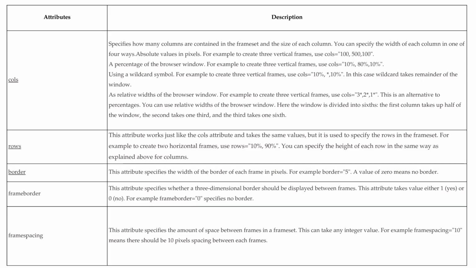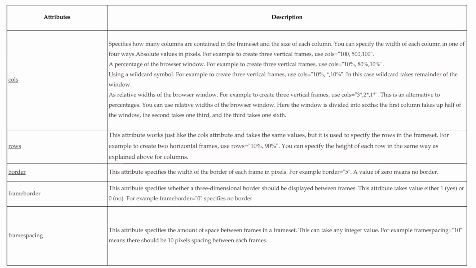Border. This attribute specifies the width of the border of each frame in pixels. For example, border="5". A value of 0 means no border. Frameborder. This attribute specifies whether a 3-dimensional border should be displayed between frames. This attribute takes the value either 1 or 0. For example, frameborder="0" specifies no border.